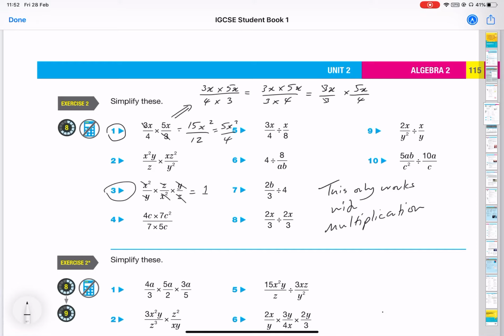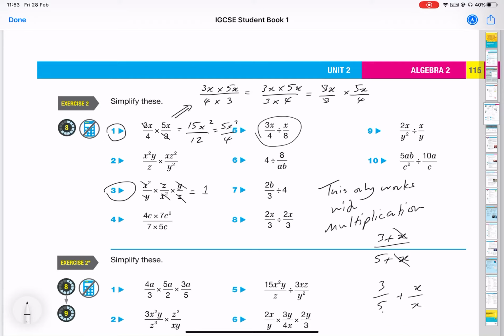So for example, if I have 3 plus x over 5 plus x, those x's do not cancel out because there's no way of rewriting it as 3 over 5 plus x over x. That just doesn't work. It's stupid. So we don't do that. So it only works with multiplication. What about division? Well, 3x over 4, sorry, I'm looking at this one now.